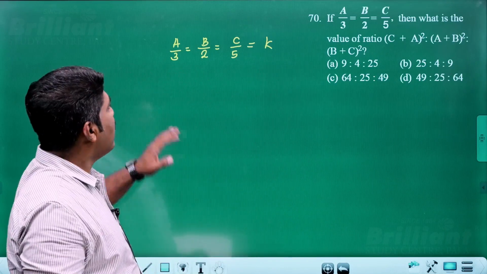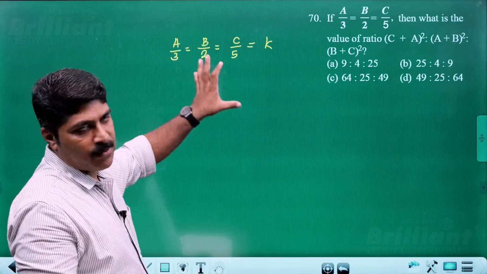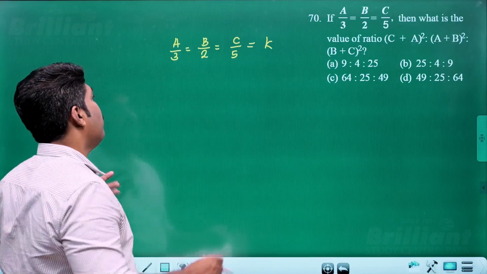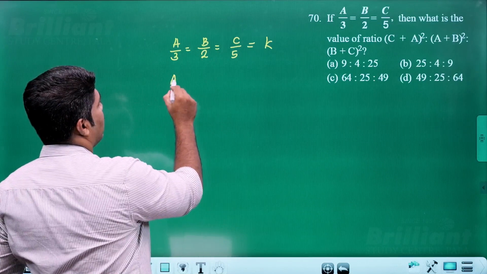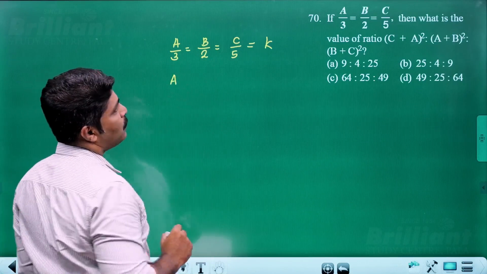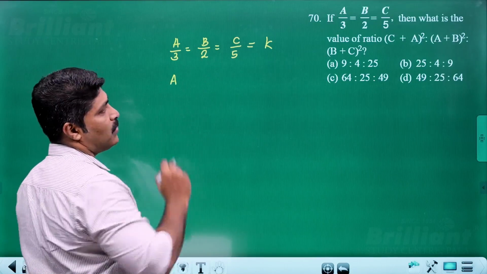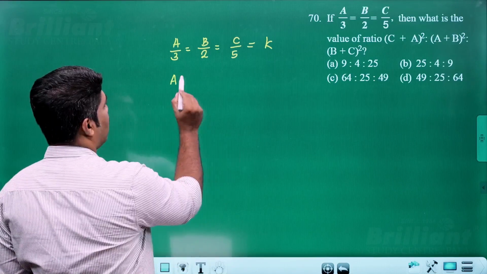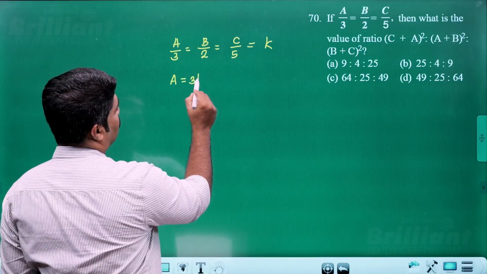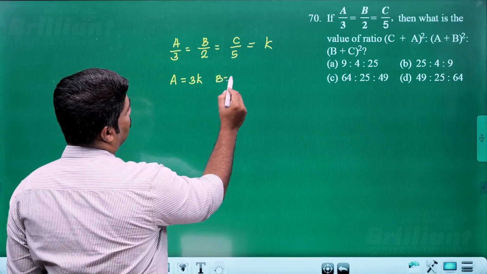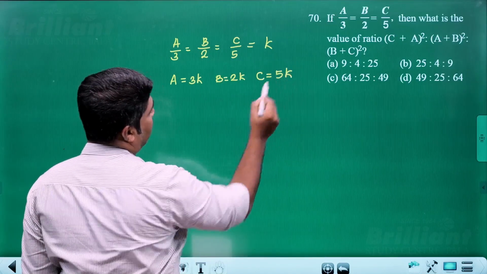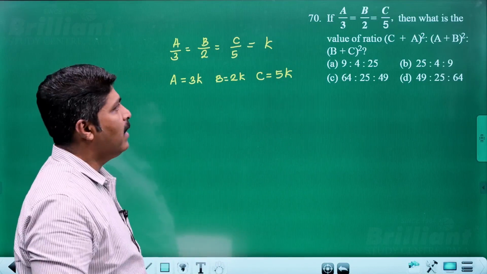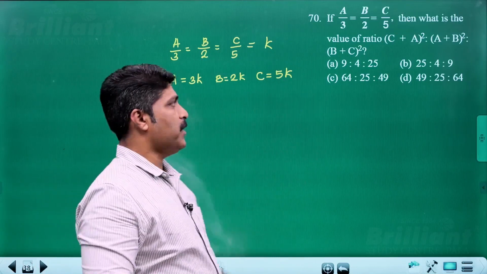Whenever you get such a ratio expression or equation, if you want to find the value of A, B and C, you simply take A is to B is to C as 3 is to 2 is to 5. More clearly, we can write A equal to 3K, B equal to 2K and C equal to 5K. I just explained this first way in the form of an algebraic approach.